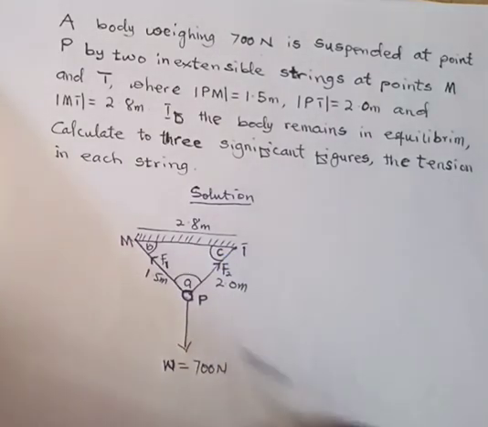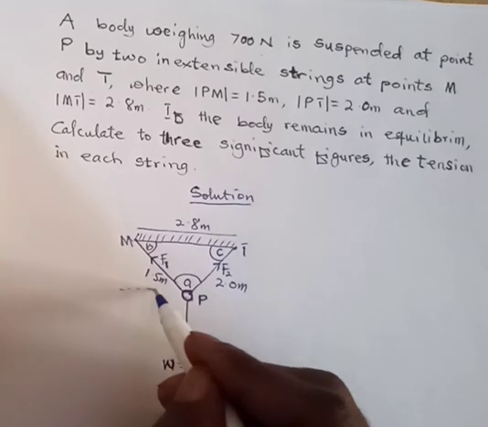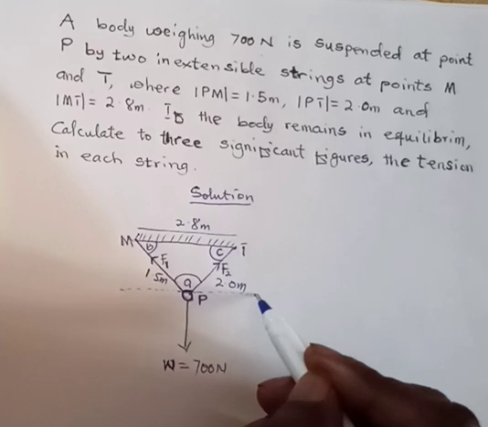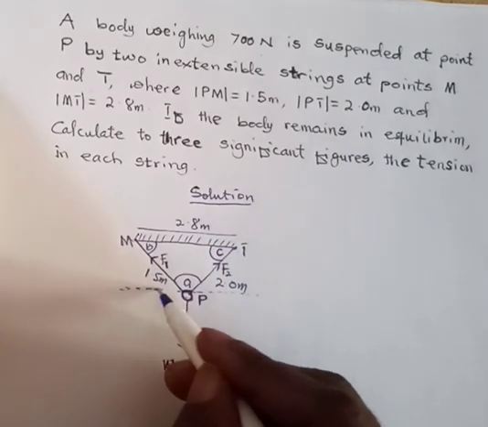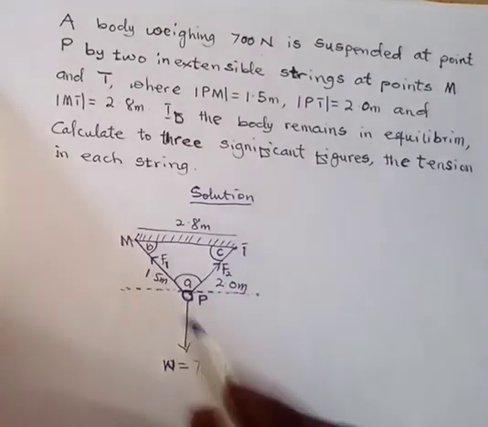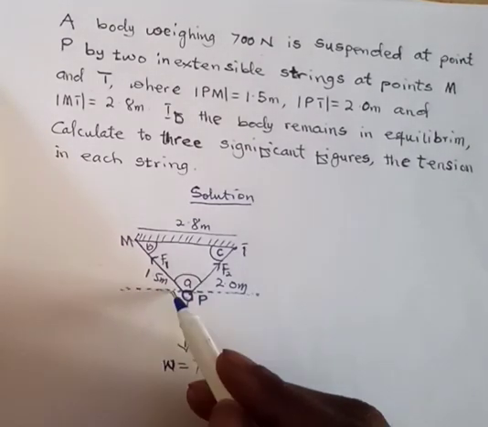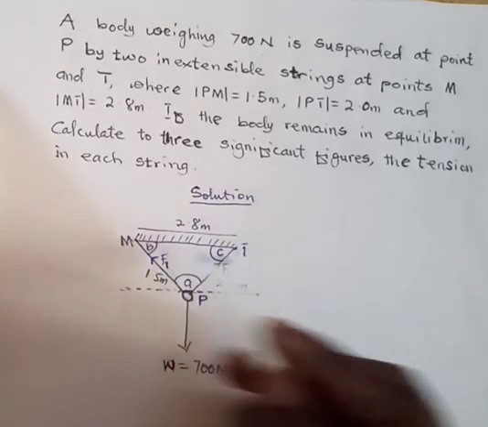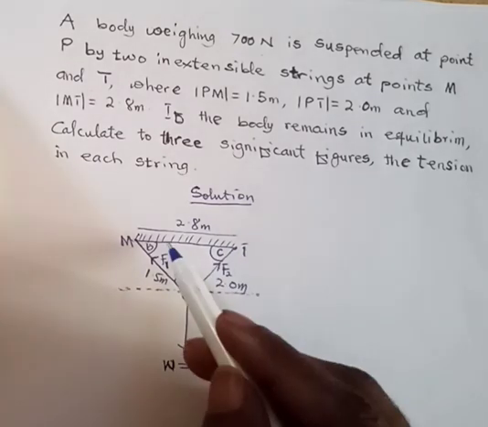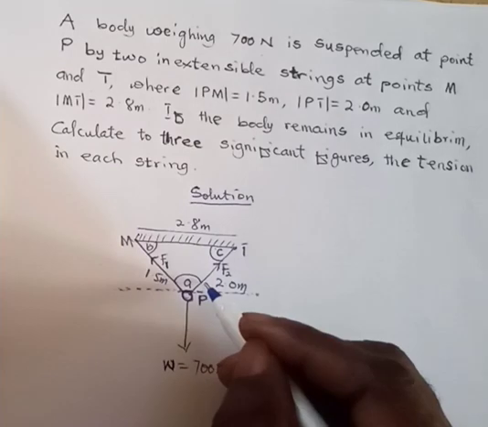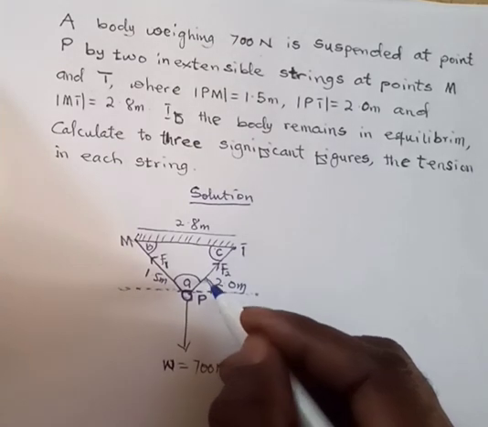Now we can also trace a line from here to meet point P like this. Because this line is parallel to this line, we can see that this angle is alternate to this angle. So we can also call here angle C.